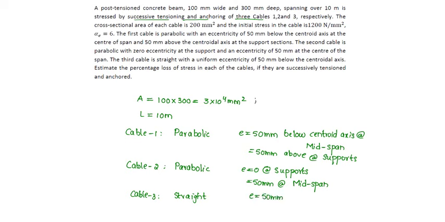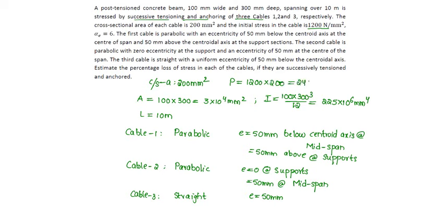We know I will be equal to BD cube by 12, that is 100 into 300 cube by 12, which will be equal to 225 into 10 power 6 mm to the power of 4. Given cross section area of each wire as 200 mm square and the initial stress is also given, that is 1200 Newton per mm square, then P will be equal to stress into area, that is 1200 into 200, which is equal to 240 kilonewtons.